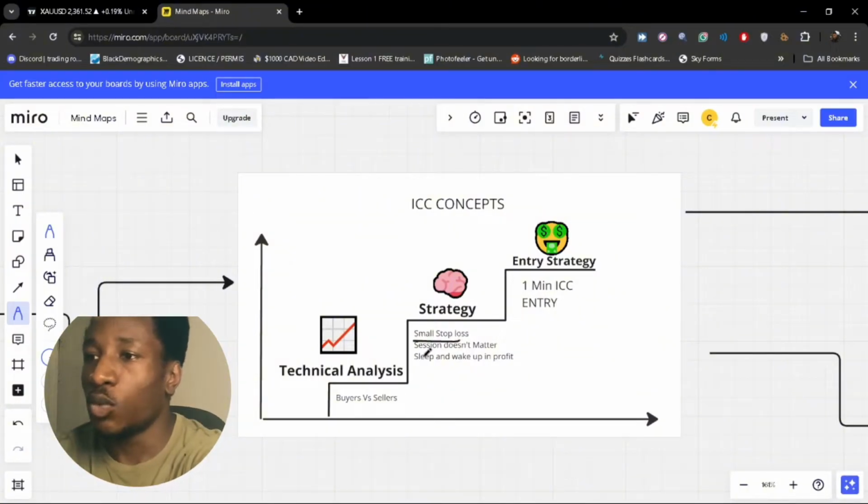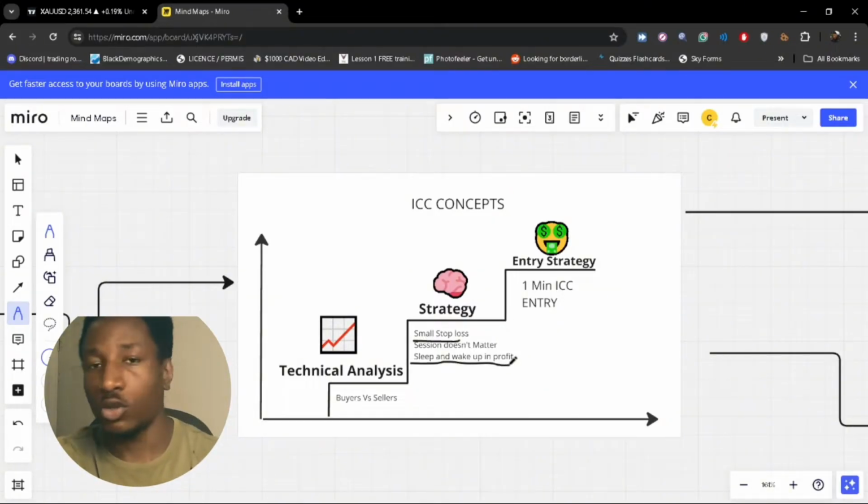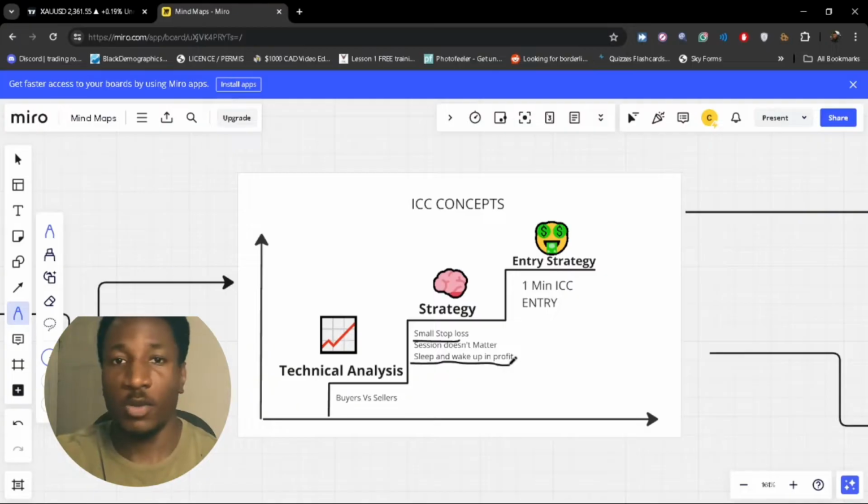And also guys, with this particular trade, I was able to sleep and wake up in profit. So basically I took my trade, let's say on Tuesday, and I was able to sleep, wake up Wednesday, and I was basically in profit.